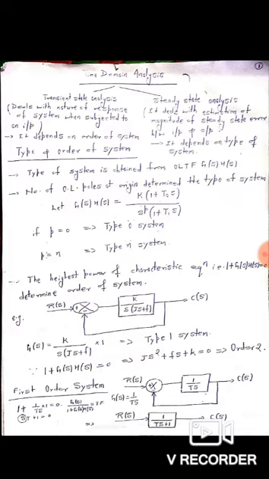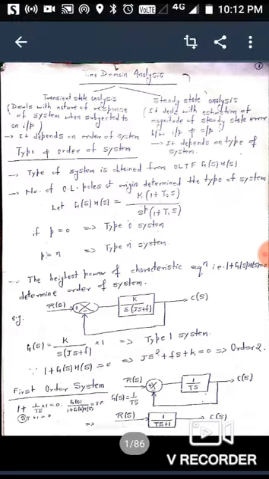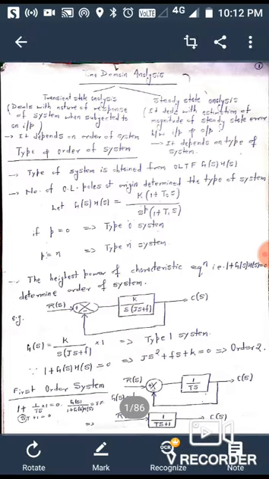Here in the denominator there is a single term s की power p. If p is equal to 0, it means a type 0 system. Similarly, if p is equal to 1, this is a type 1 system, and so on. If p is equal to n, type n system. Okay.